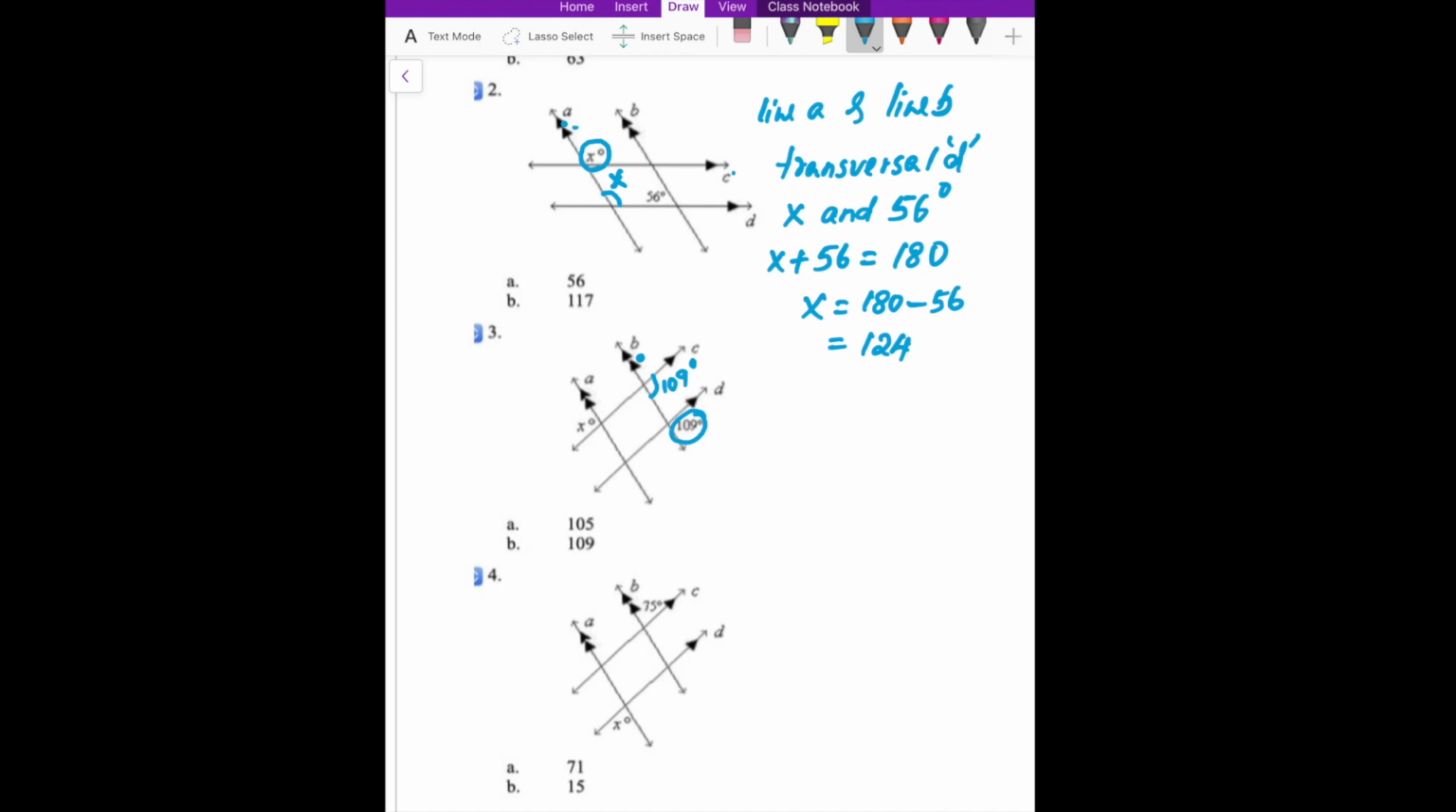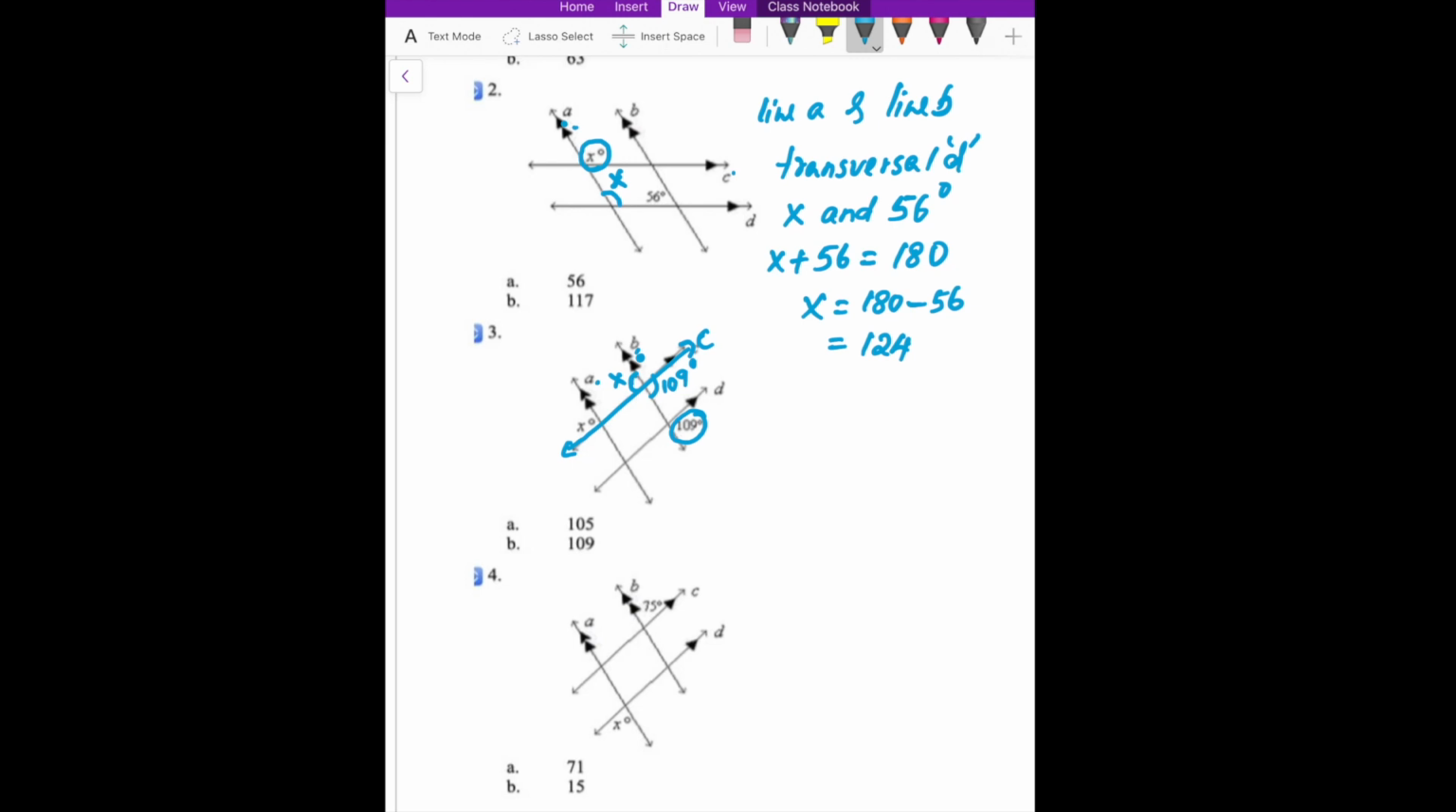Now, what is the corresponding angle of X? Let's look at the parallel lines A and B, and the transversal C. X is above A and on the right side of line C. So I should take the right side of line C and above line B. So that means the corresponding angle of X is this, that is X.